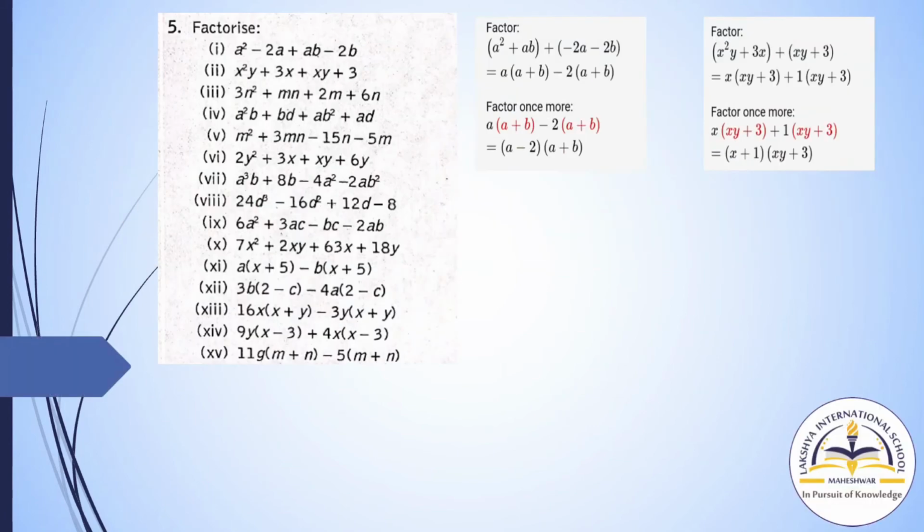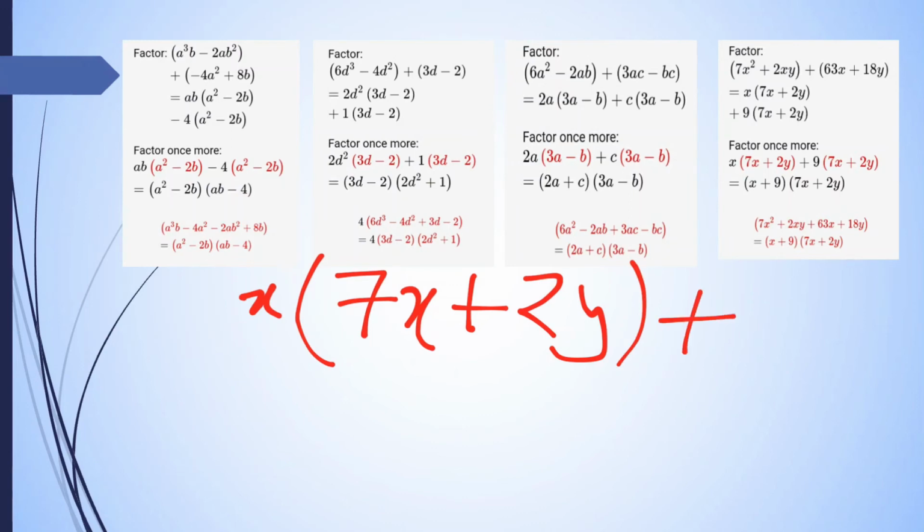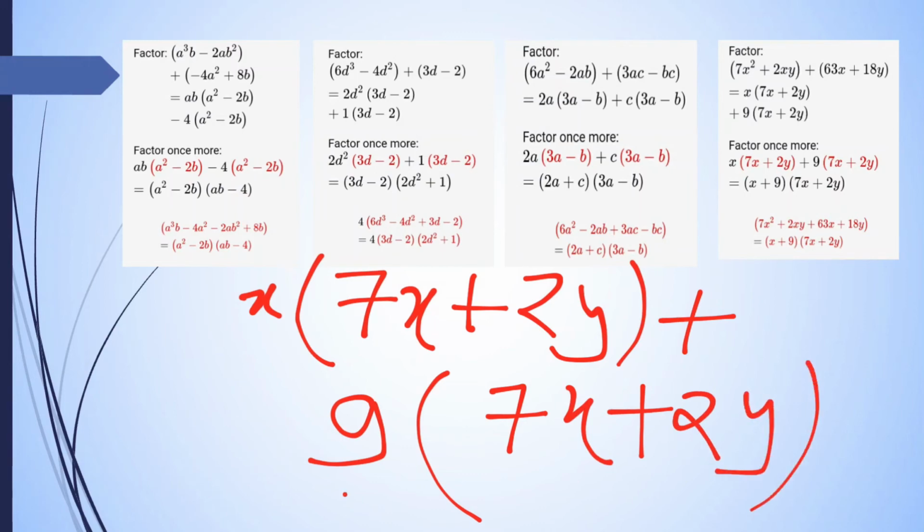Now we will solve question number 10. 7x square plus 2xy plus 63x plus 18y. Now here again we will take the common. In the first one we will take common x, then what will be the remaining? 7x plus 2y. Now in the next we can see both the numbers are multiples of 9, so we can take 9 as common. Now 7x plus 2y, because 9 7s are 63 and 9 2s are 18, we will get the same term.